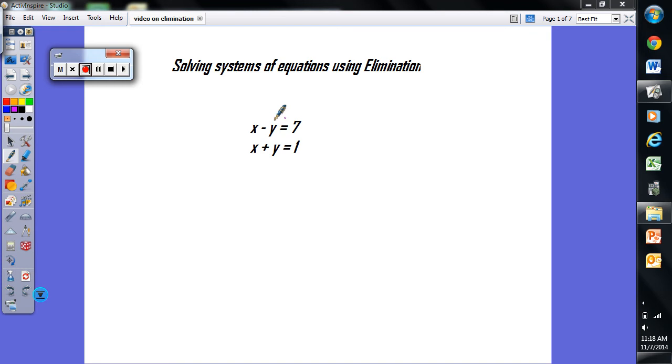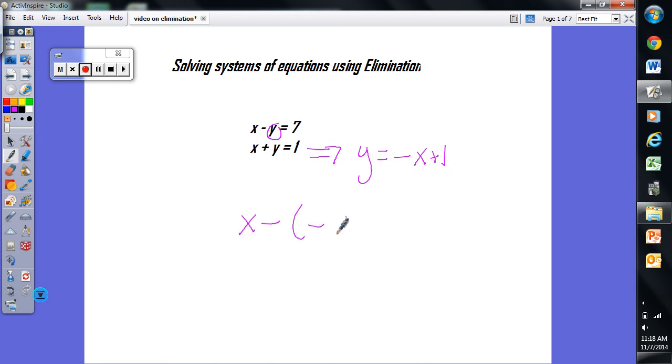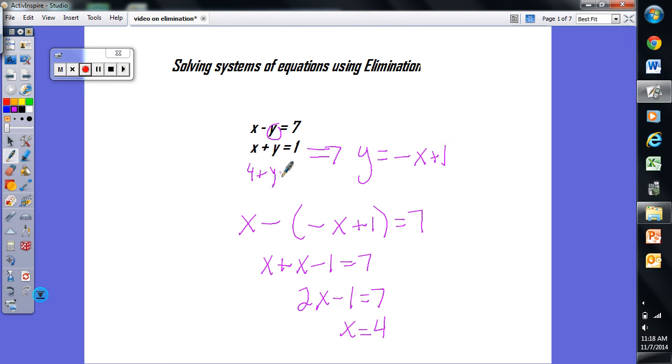First, let's think about what we would have done if we had solved this by substitution. You guys love solving for y, so you probably would have solved this equation for y and gotten y equals negative x plus 1. Then you would have taken out this y and said x minus negative x plus 1 equals 7. You would have distributed the negatives, so you get x plus x minus 1 equals 7, 2x minus 1 equals 7, and x equals 4. Then you would have plugged back in and found that 4 plus y equals negative 1, so y equals negative 3. That's how you would have solved by substitution.